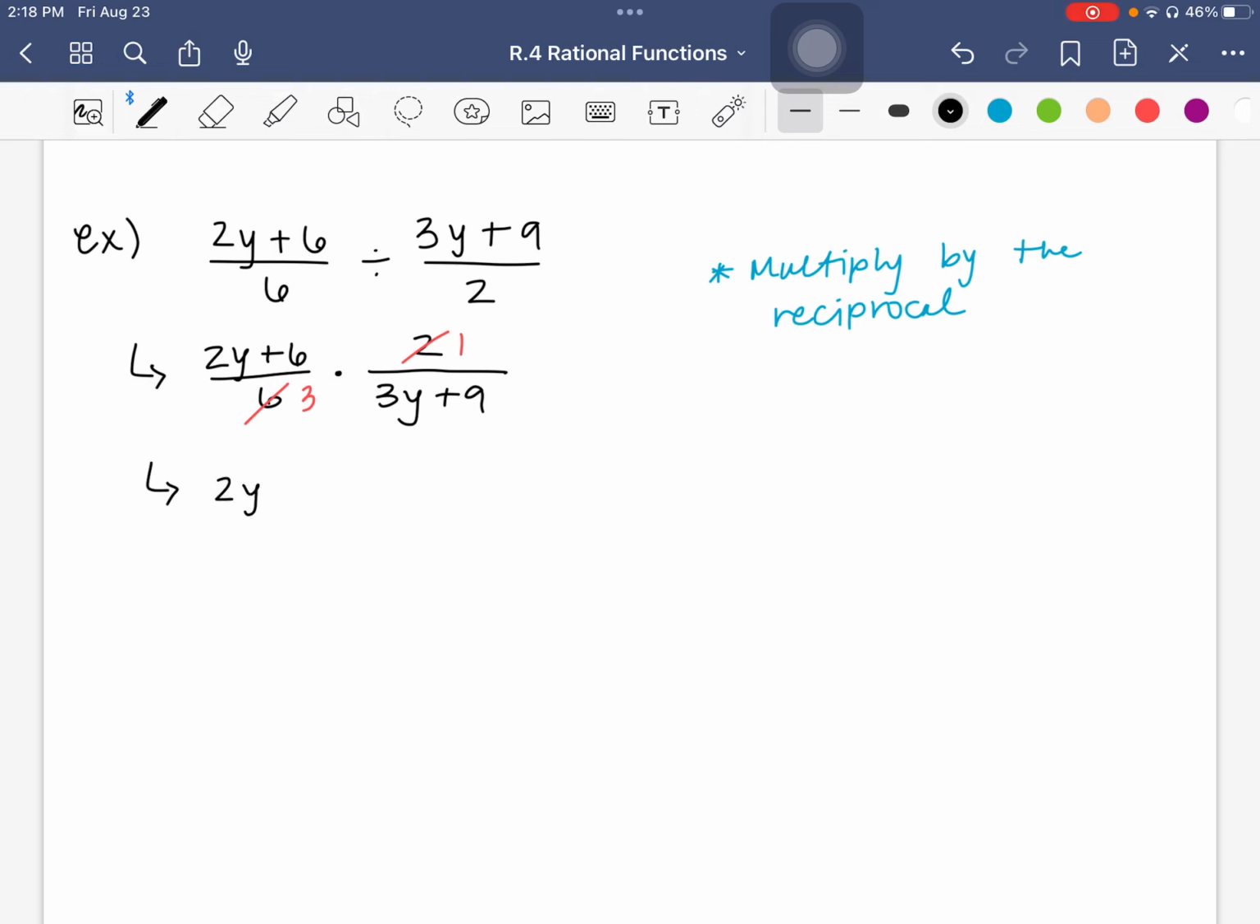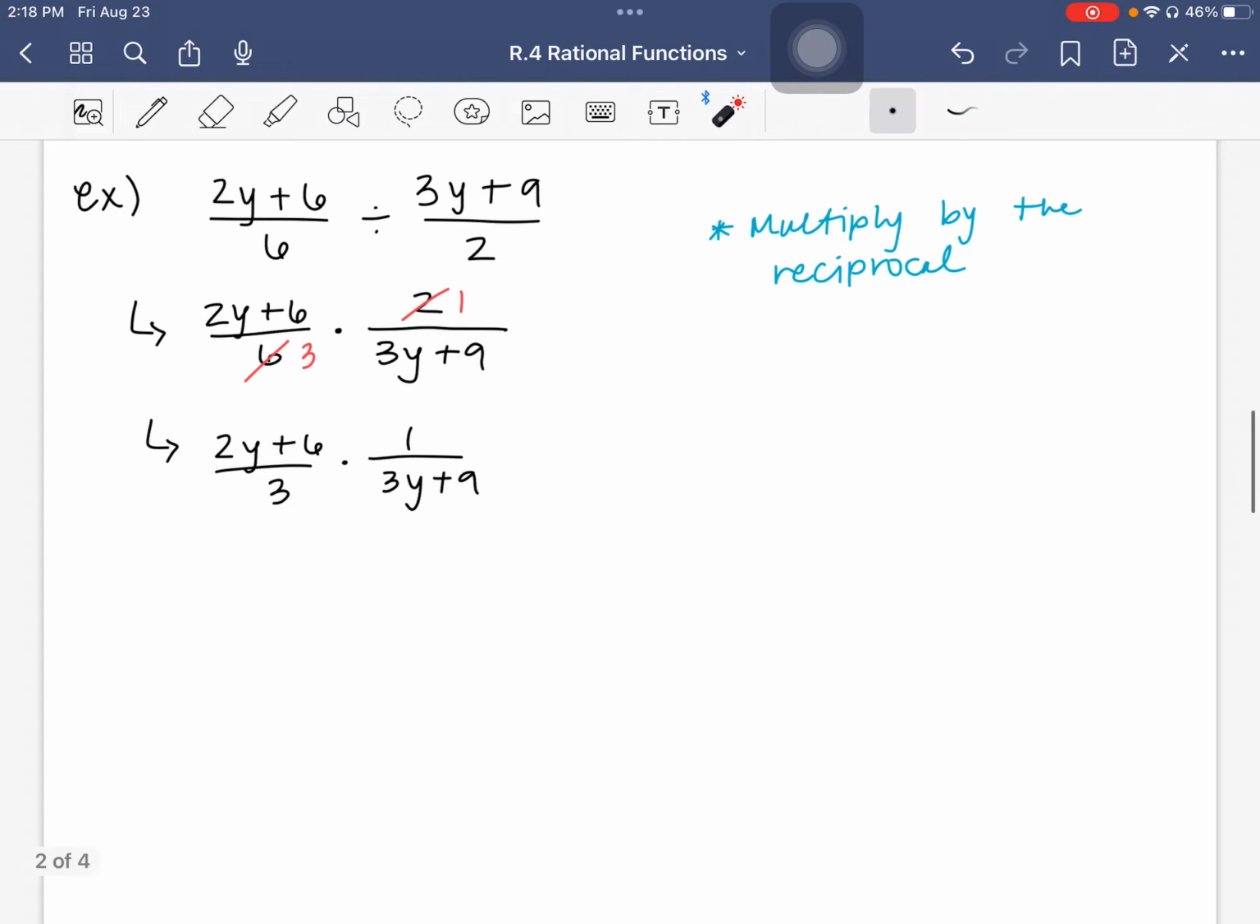There we go. We got (2y plus 6) over 3 times 1 over (3y plus 9). All right, now if we look at both of these terms, we have a 2 in our 2y and our 6 terms here, and then we also have a 3 in our 3y plus 9 term here.